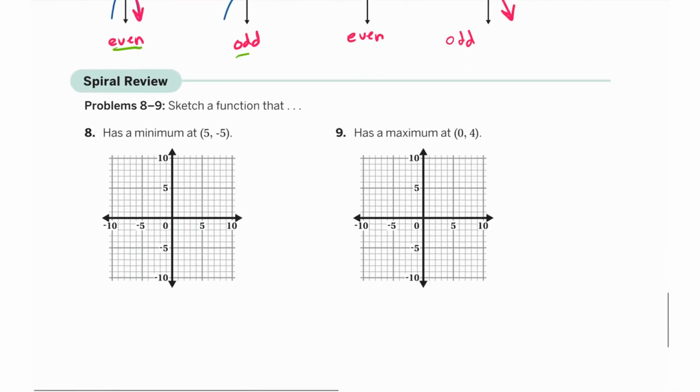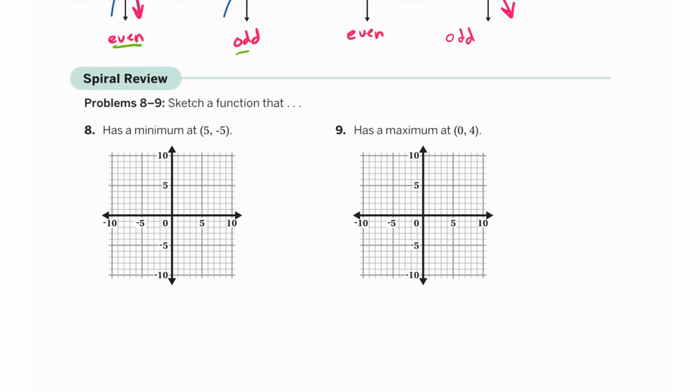For our spiral review, sketch a function that has a minimum of 5, negative 5. So a minimum means that we have a lowest value, which means this is my point. It's my lowest value, and so everything needs to be above this afterwards. And so there's lots of different functions that we've talked about, different function families. For example, a square root function might look like this with a minimum at 5, negative 5.